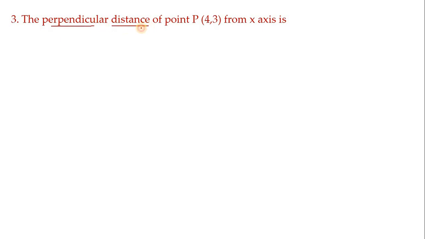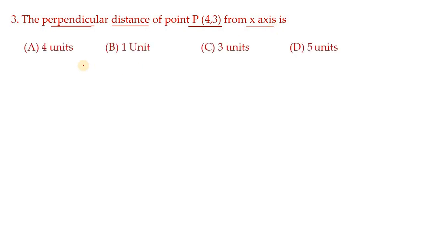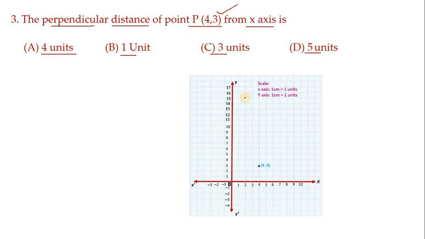The perpendicular distance of point P(4, 3) from the x-axis is... We have options 4 units, 1 unit, 3 units, 5 units. Children, to help you understand better, let me take a graph. See here, 4 comma 3 means 4 is here and 3 is here. So both coordinate here. Now how much distance is this point from the x-axis? How far is it from the x-axis? So count 1, 2 and 3 units.